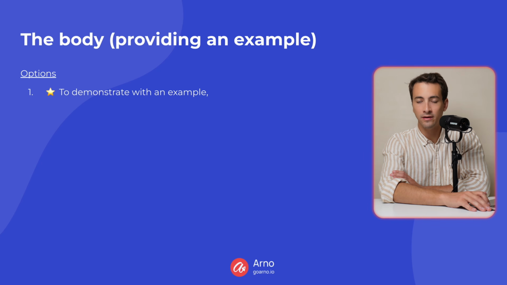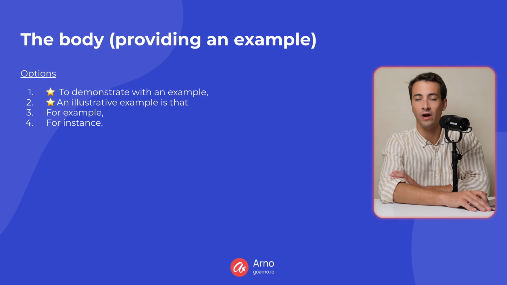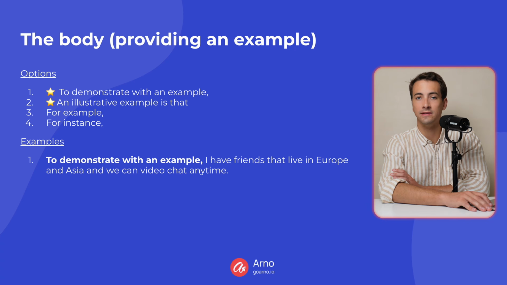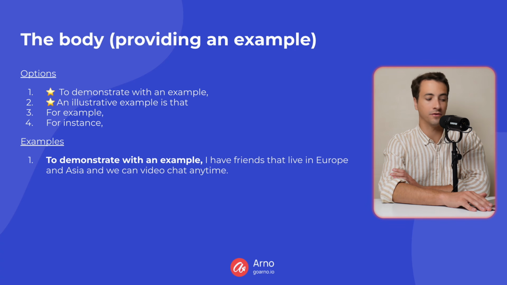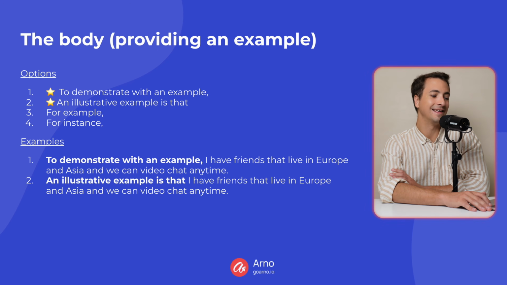1, "To demonstrate with an example." 2, "An illustrative example is that." 3, "For example," and 4, "For instance." And here's what the full sentences would look like. "To demonstrate with an example, I have friends that live in Europe and Asia, and we can video chat anytime." "An illustrative example is that I have friends that live in Europe and Asia, and we can video chat anytime."